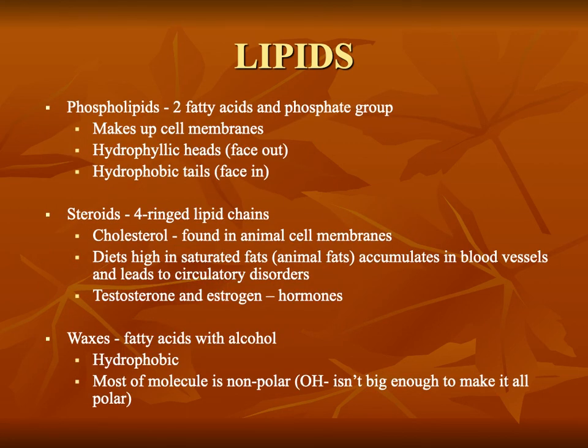Lipids, phospholipids help make up some of the cell membranes. Steroids have a four ring chain: testosterone, estrogen, cholesterol, which is bad for humans.